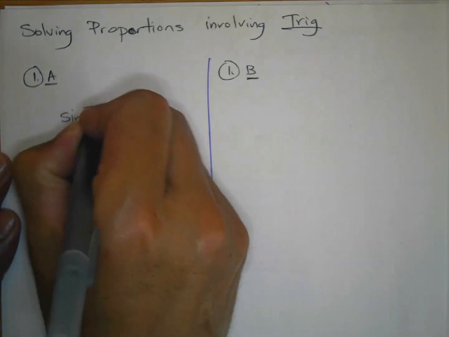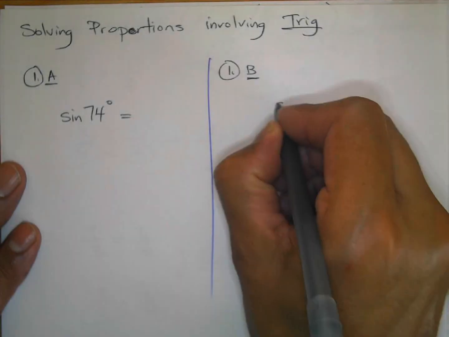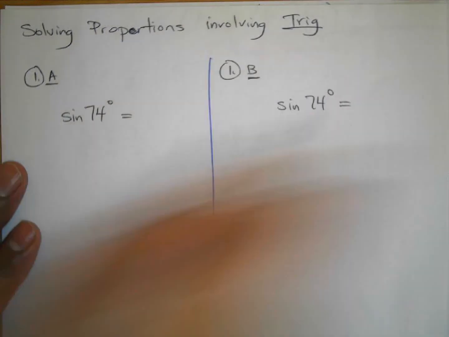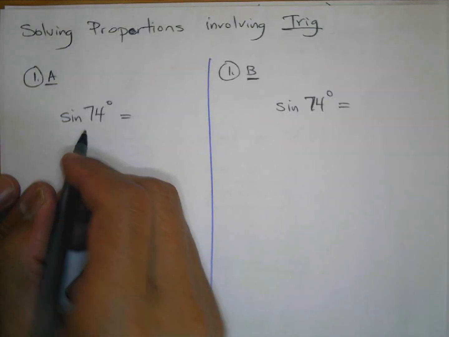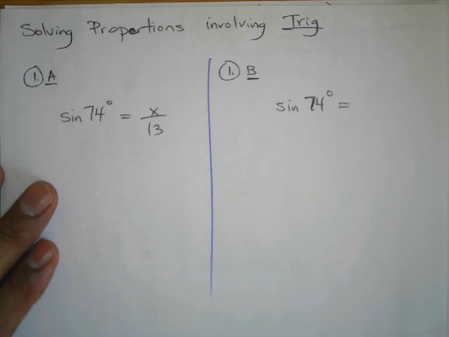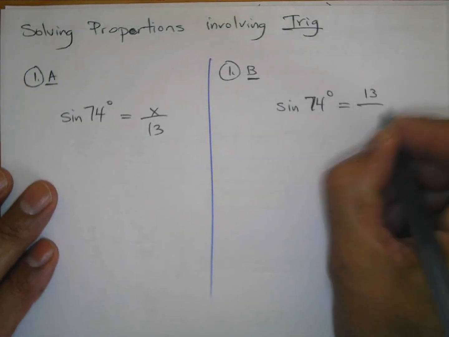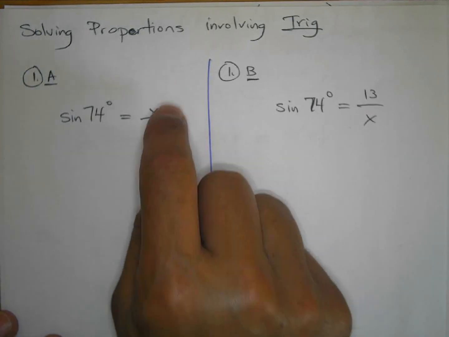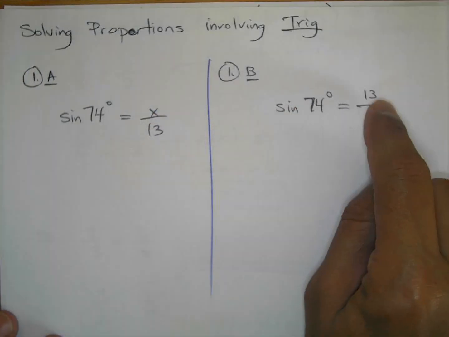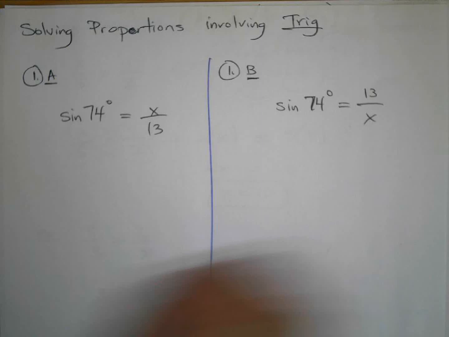Okay, I got sine of 74 degrees equals, and I'm going to put over here also sine of 74 degrees equals. We're good? And on this one, I'm going to put x over 13. And on this one, I'm going to put 13 over x. Sometimes the x will be on the top and the number on the bottom, and then sometimes the x on the bottom and the number on the top. Totally different problems. So follow here.